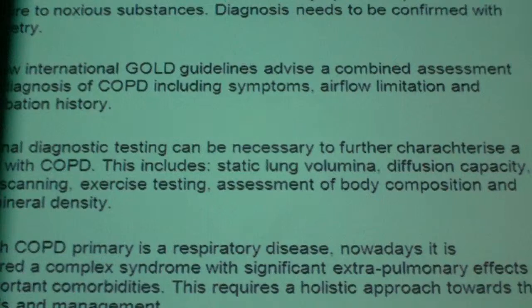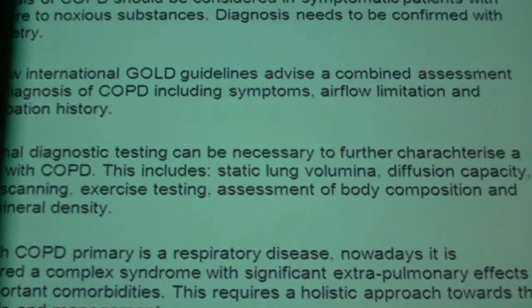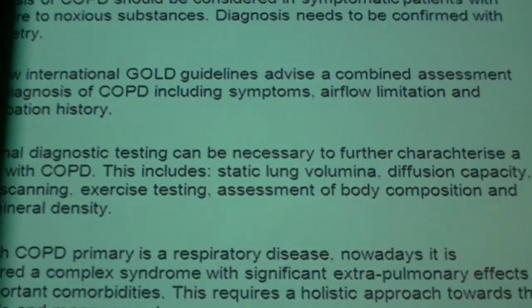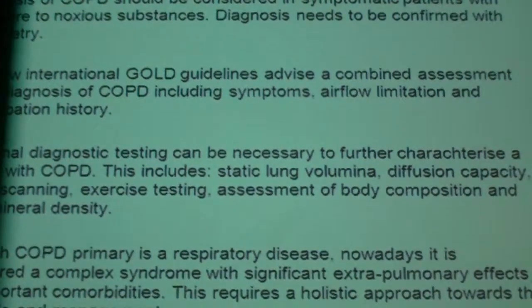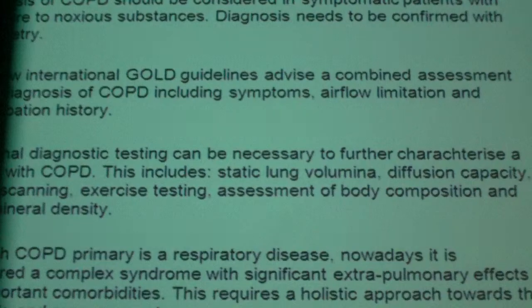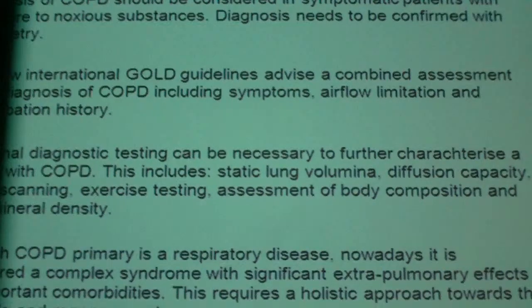And to further characterize those patients, additional testing is necessary. And this includes the static lung volumes, so the hyperinflation, diffusion capacity, HRCT scanning, exercise testing, assessment of body composition, bone mineral density, and so on. And although it's a respiratory disease, nowadays it's considered a complex, multi-organ, multi-component syndrome with important extrapulmonary manifestations and comorbidities. And this requires a holistic approach towards diagnosis and management.